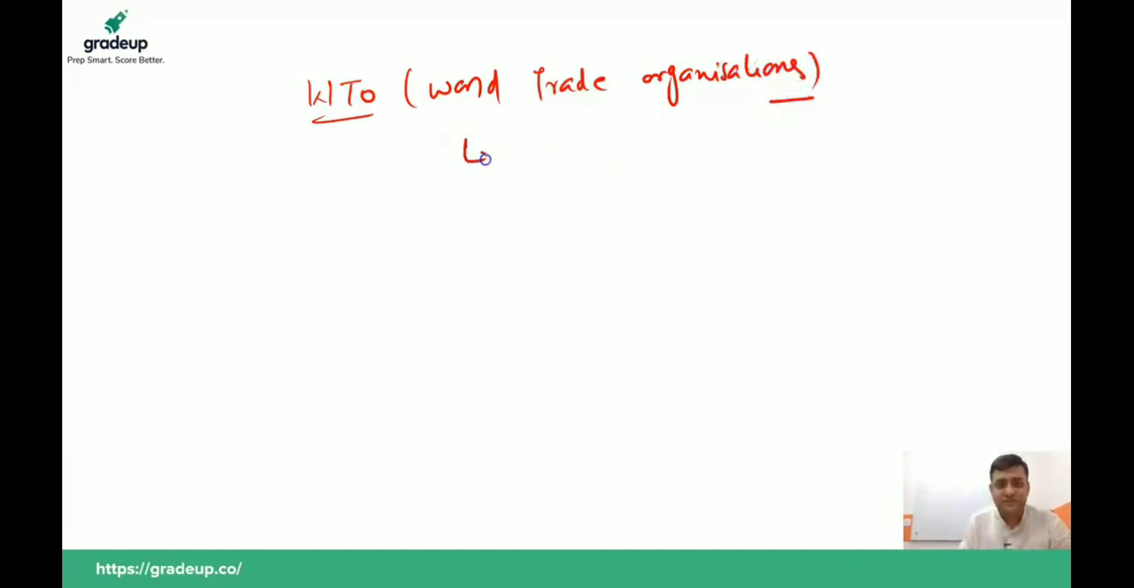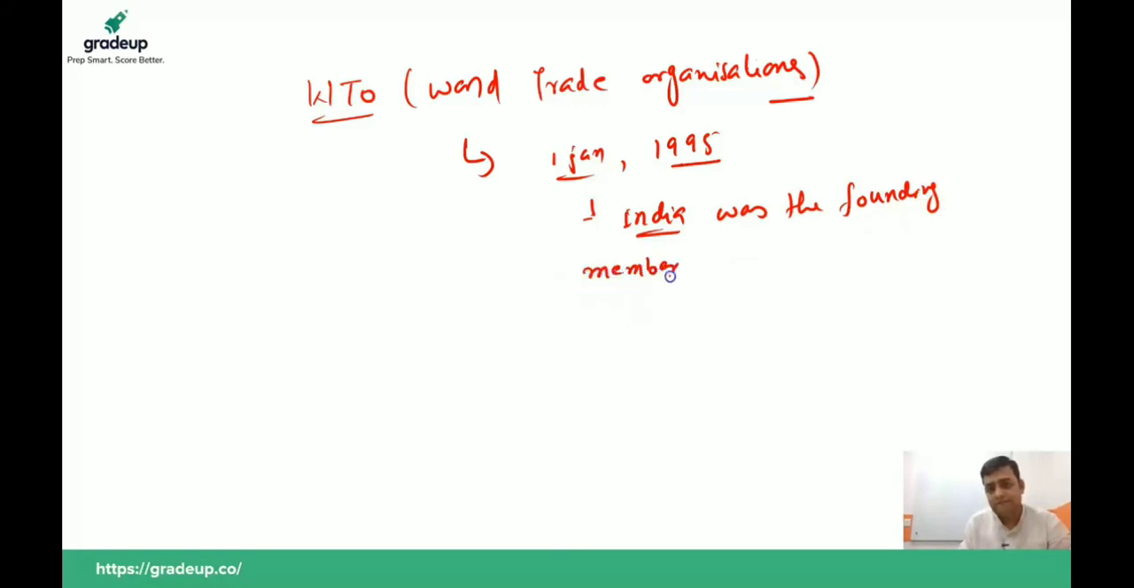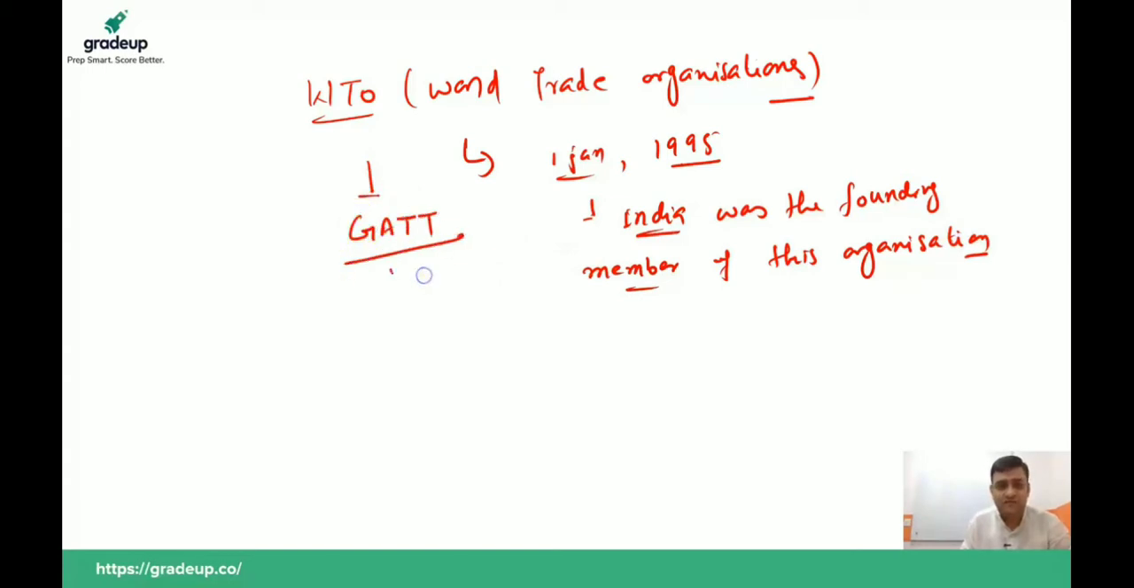Let's start. First of all, guys, we have the WTO, the World Trade Organization. This WTO was formed on 1st January 1995. And remember one thing, India was a founding member of this organization. Before WTO, there was an organization called GATT, which means General Agreement on Trade and Tariff.